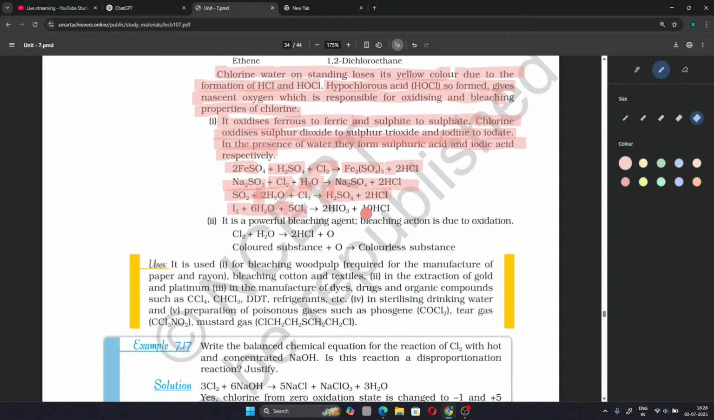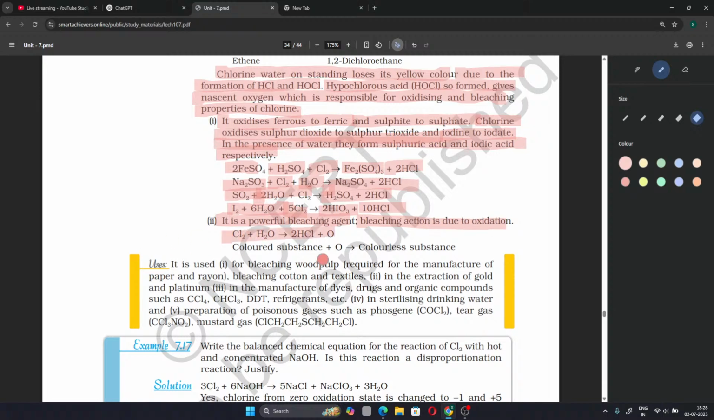I2 + 6H2O + 5Cl2 gives 2HIO3 and HCl. Iodine is getting oxidized from 0 to whatever the state it is, maybe +5. It is oxidizing, and is a powerful bleaching agent. Bleaching action is due to oxidation.